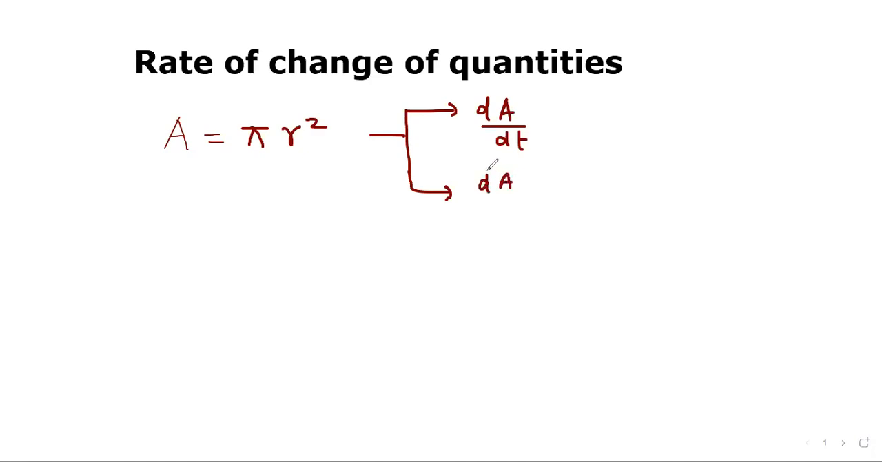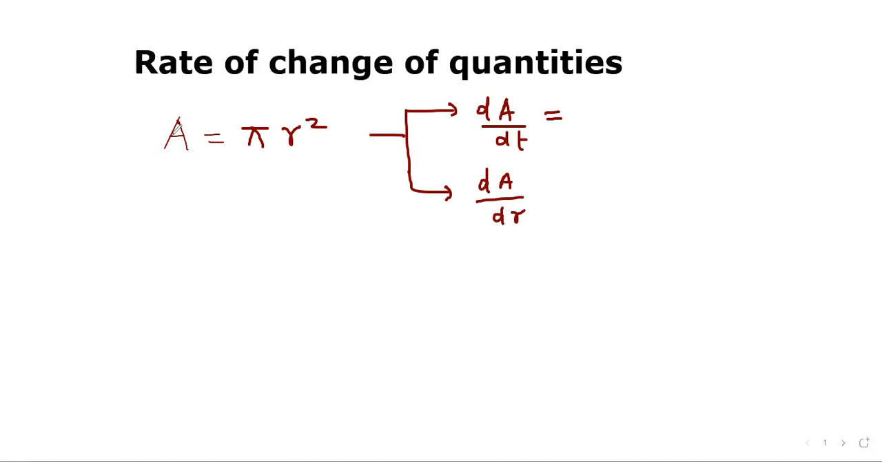Today we are going to study the rate of change of quantities. Suppose we are given area A equal to pi r squared. It is the area of a circle. Now there are two possibilities. If area changes with time, then we find dA upon dt. And if area changes with the radius, then we find dA upon dr. Let's try to find them.